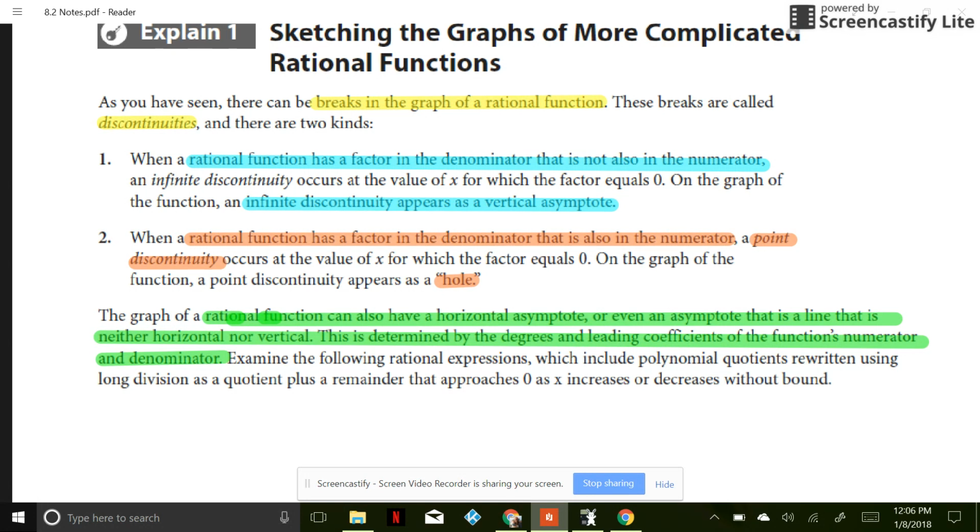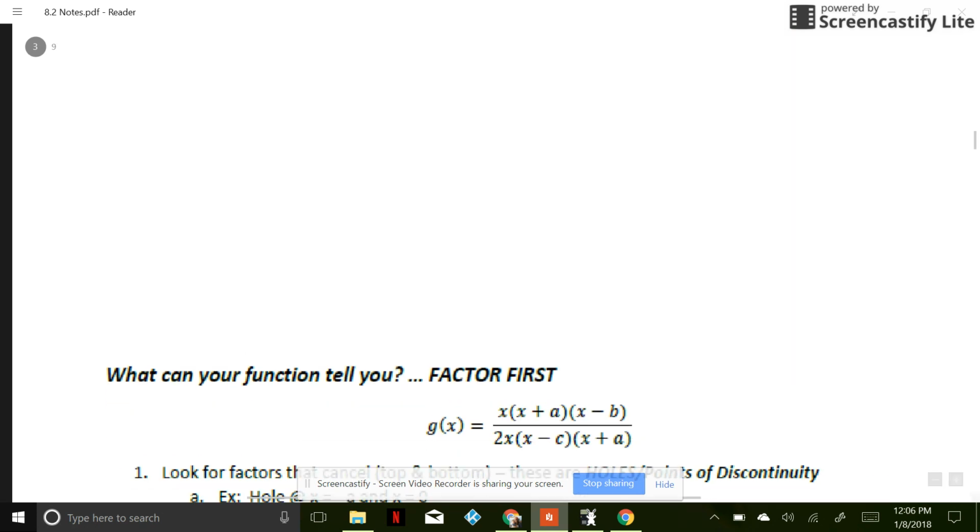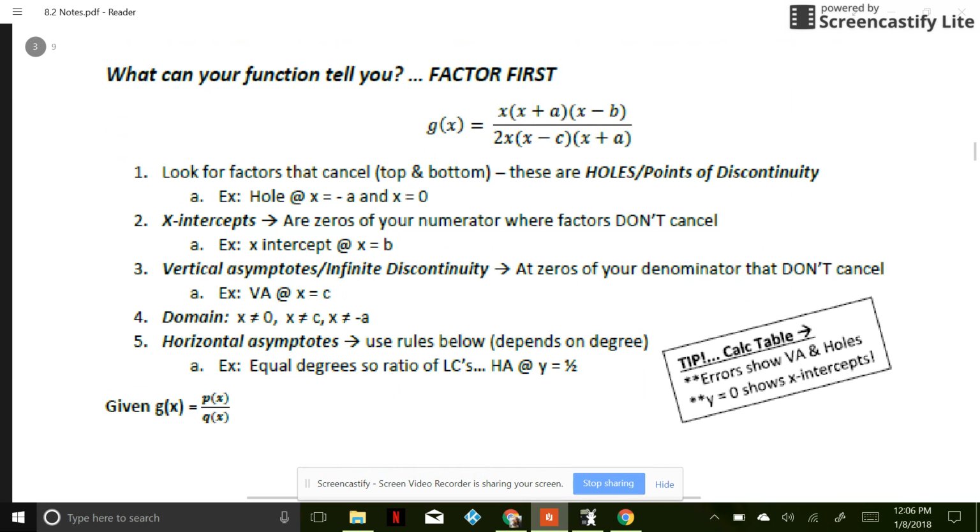The graph of a rational function can also have a horizontal asymptote, or even an asymptote that is a line that is neither horizontal nor vertical. This is determined by the degrees and leading coefficients of the function's numerator and denominator. So what can your function tell you? First thing you want to do is factor. Put your function in factored form, both the numerator and the denominator.